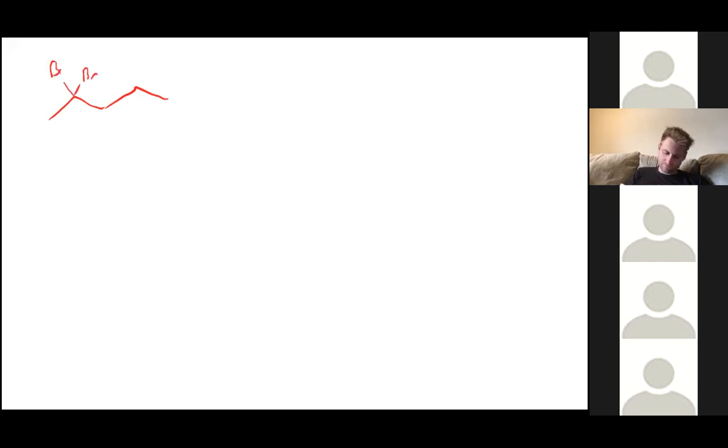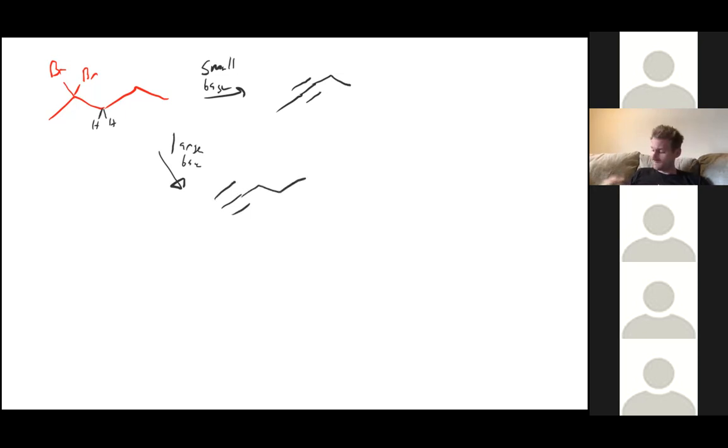If you add in a small base, it's going to selectively deprotonate your more substituted center, giving you your triple bond at that position, versus a large base, which would selectively deprotonate your less substituted center. Alternatively, if you have two secondary centers, it's just going to do both of them. You're going to end up with a mixture of products.